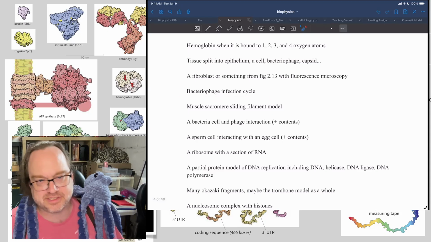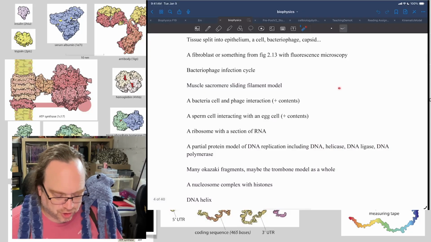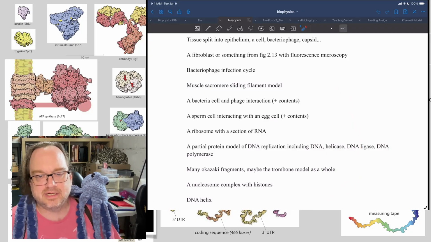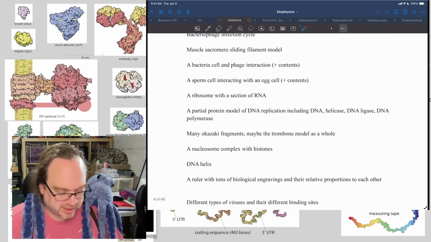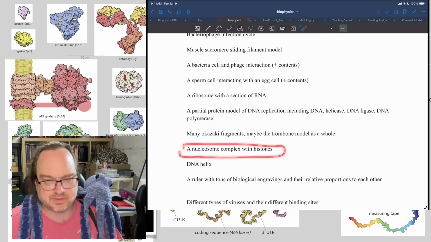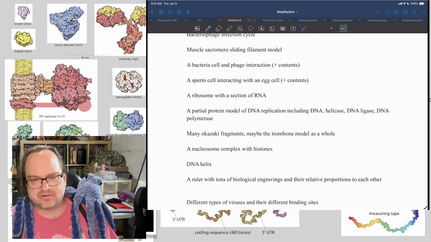Bacteriophage infection cycle. There's one of those in the hallway. Maybe you can do it better. I don't know. Right? There are so many awesome ideas here. And as we're looking at them, there's so much we could do. Right? A nucleosome complex with histones. That would be amazing. Right? I would love that. These models can be found.